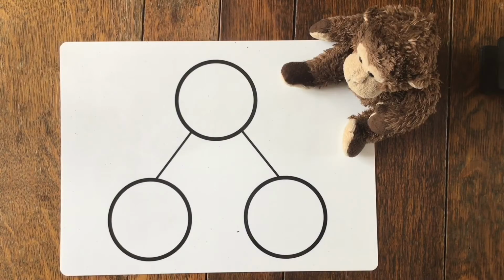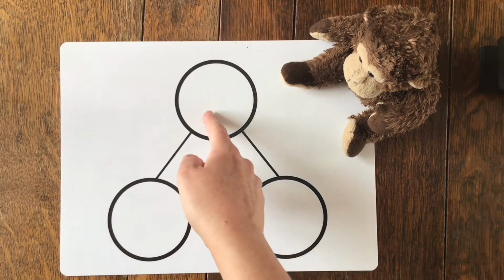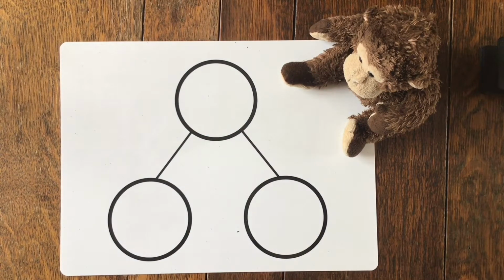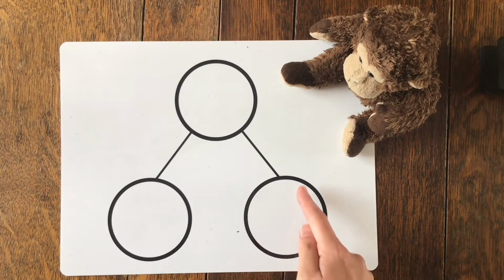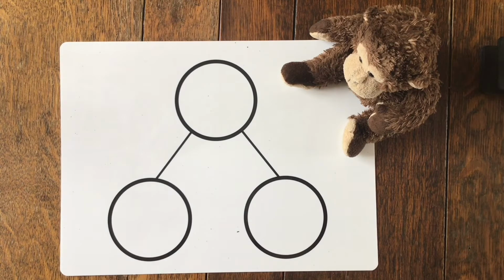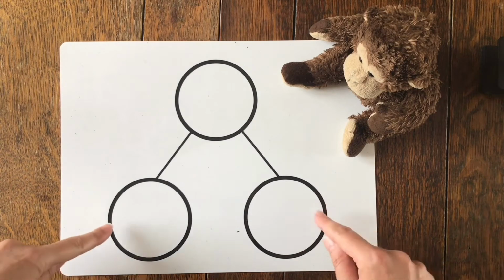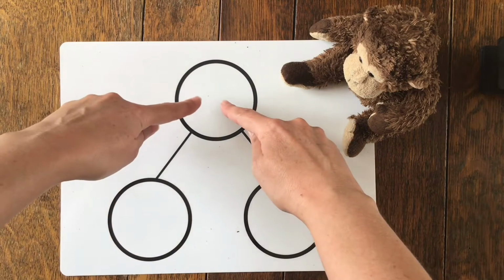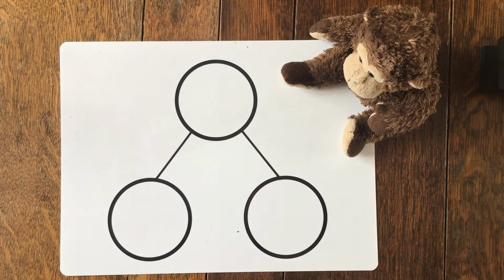Let's get started. Monkey, do you remember what this one's called? That's right, it's called the part whole diagram. At the bottom there are two circles which we're going to put some counters into. And then when we add them together, we can move our counters up to make the whole number. So should we get our counters, monkey?